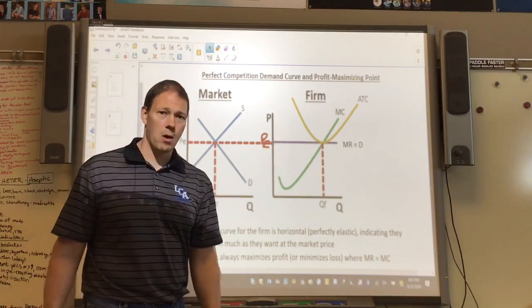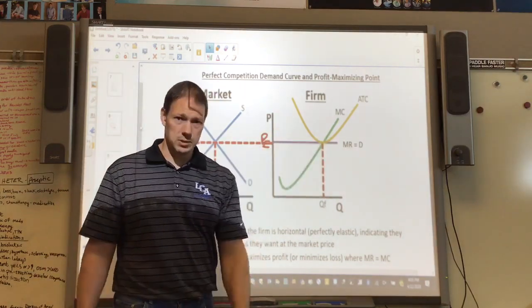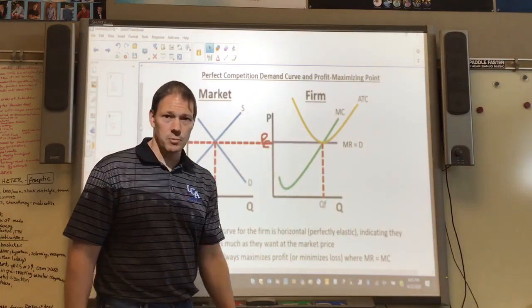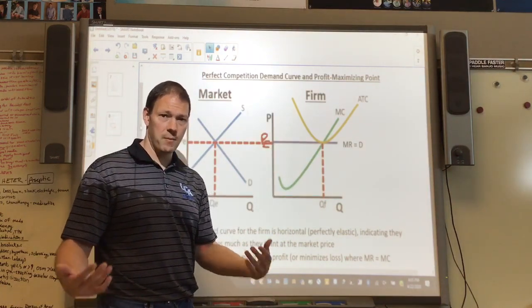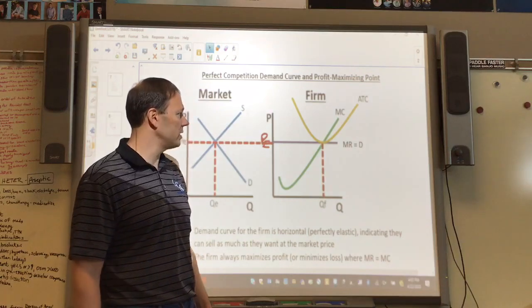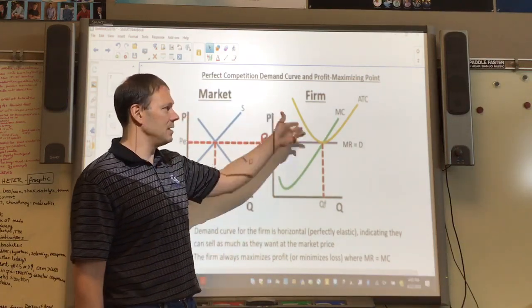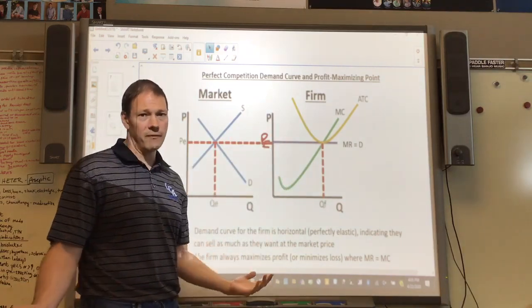So you always want your MR and D curve, you want your MC curve, and you want your ATC. Now why do you want all of those? Because demand determines the price. We have to know what the price is. MR and MC determines where we produce, right? Our profit maximizing output, which I'll remind you of in a second. So you have to have an MR and MC curve to tell us where we're going to produce. And ATC determines whether or not you're making profit, okay?